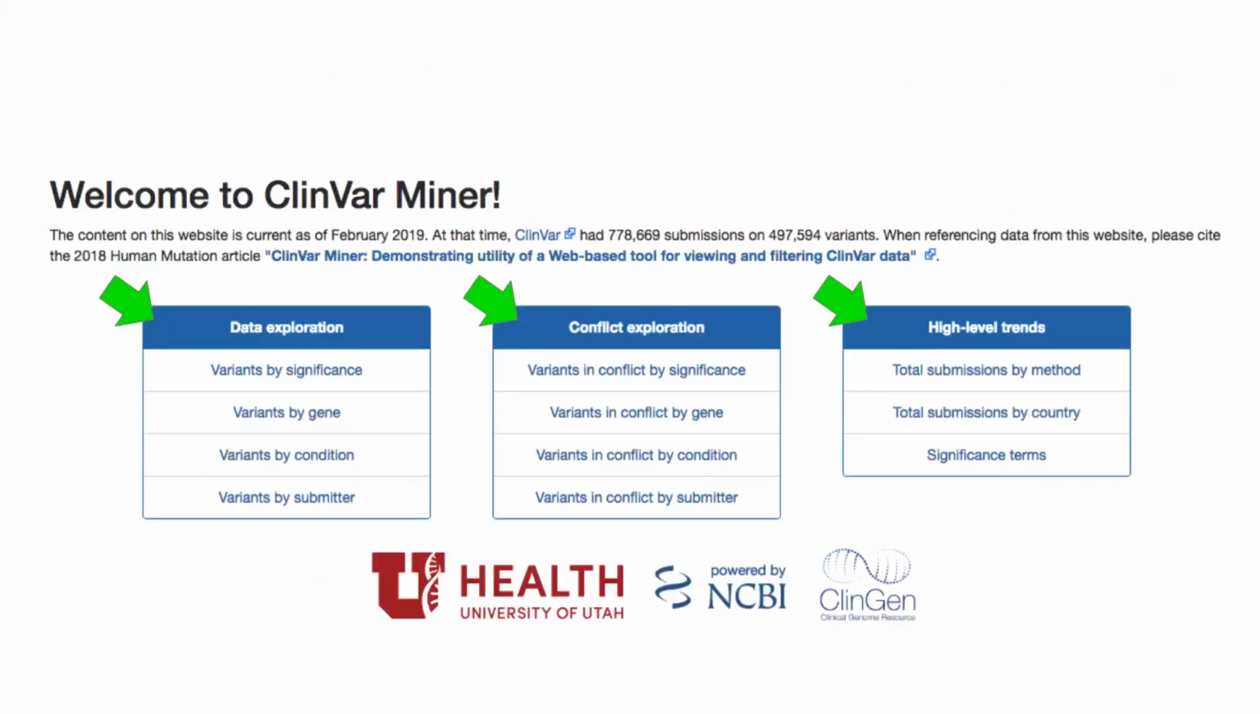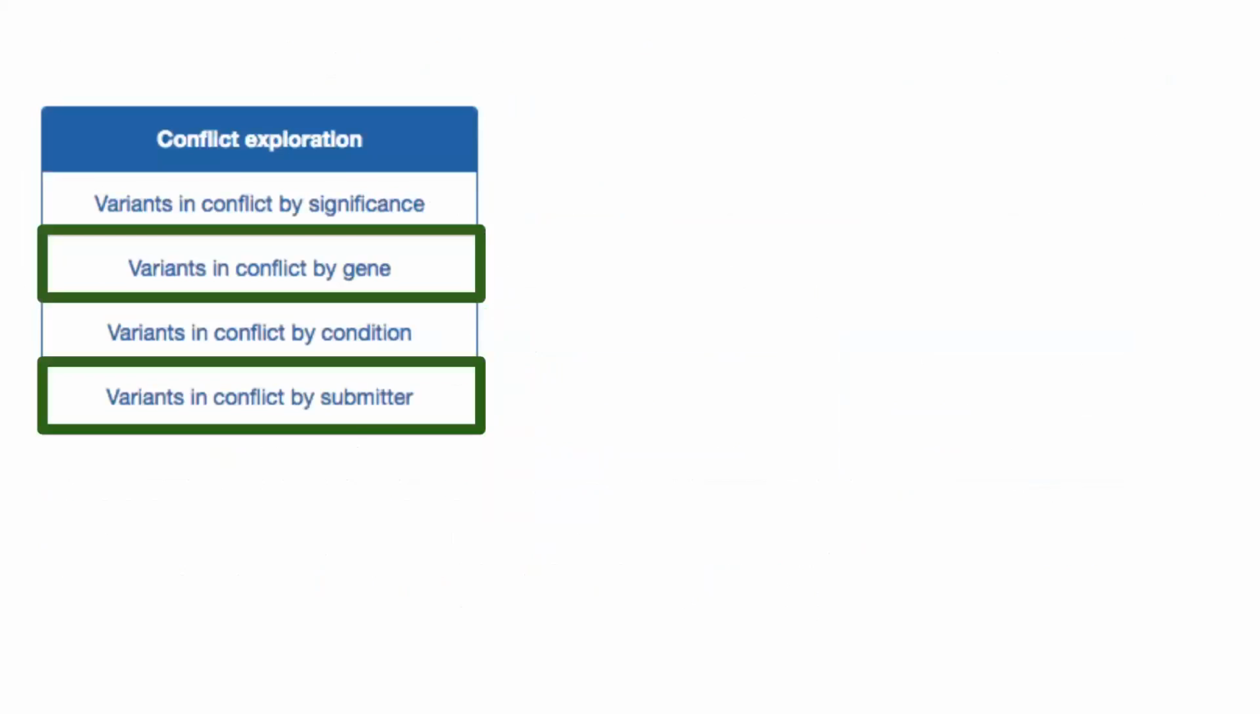All right, so the next bucket I was going to look at is the conflict exploration. This is to help labs, or even expert panels or anyone, look for conflicts within either genes of interest or starting by a submitter. If you work in a specific lab and you want to see all the conflicts that my lab has with another lab or my lab has with an expert panel, you'd be able to use these approaches to get to the variants of interest for your filter. The two in this bucket I'm going to talk about are the variants in conflict by gene and variants in conflict by submitter.